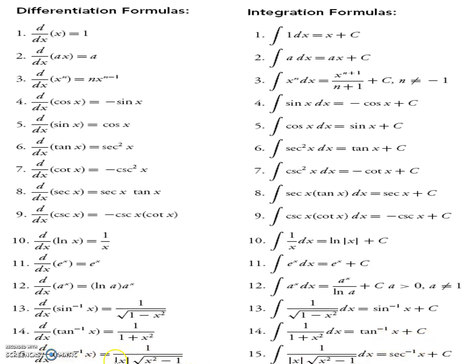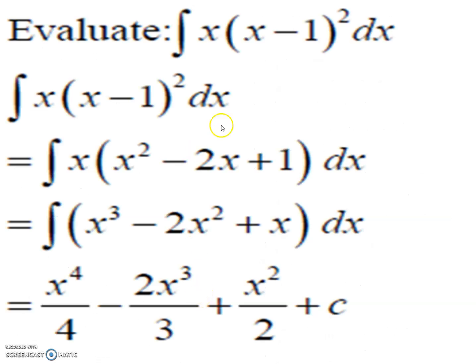Derivative of sec inverse x is equal to 1 upon x under root x square minus 1. Therefore, integration of 1 upon x under root x square minus 1 is sec inverse of x. If we know all the derivative formulas, you definitely know the integration formulas. So we have to take examples based on this.